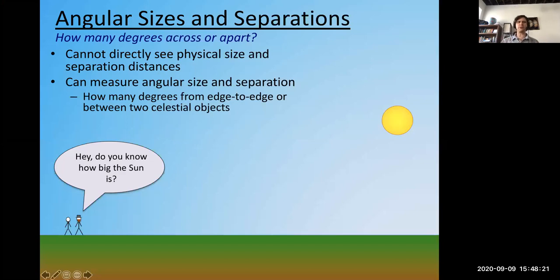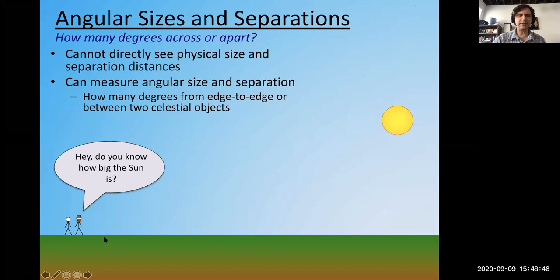So I've tried to put together a little bit of a cartoon here, and I made a more full cartoon that I'm going to put on Canvas that is just a slideshow. I highly recommend using the PowerPoint version in presenter mode to go through that, or you can download the PDF. But I want to talk to you about angular size and angular separation, and why we are going to be using such a strange way of measuring things.